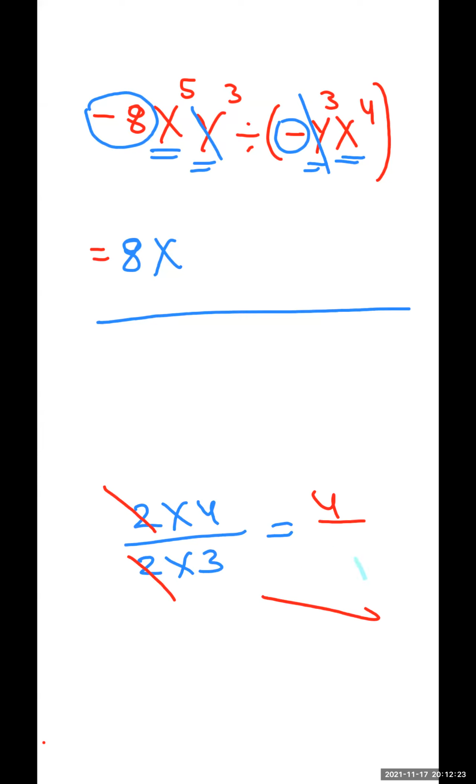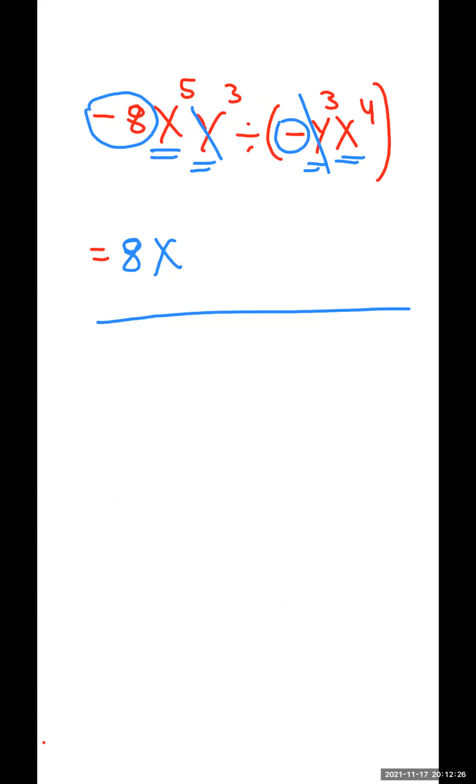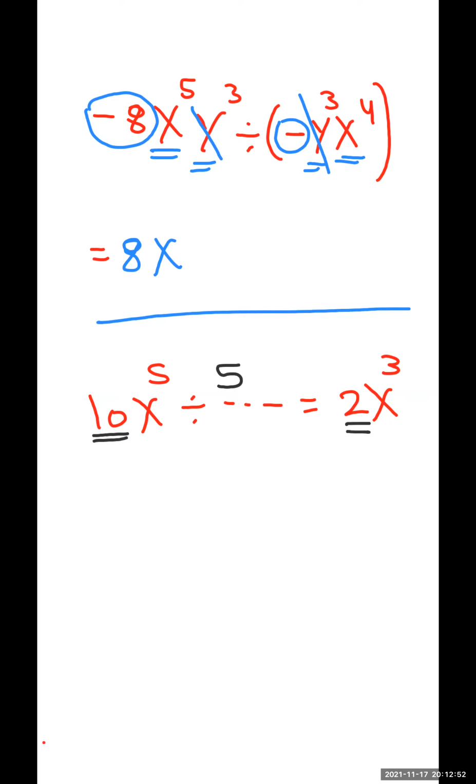Right. Exactly. Very good. So the next question, number 5. It's 10x to the power 5 divided by a term equal to 2x to the power 3. Now here, guys, we have two options. The first one, you will find that 10 now becomes 2, so this means it was divided by 5, correct? Then x power 5 now becomes x power 3, so this means it was divided by x power 2.